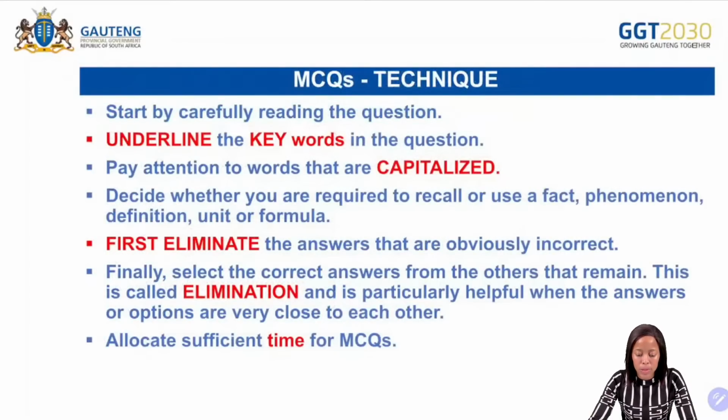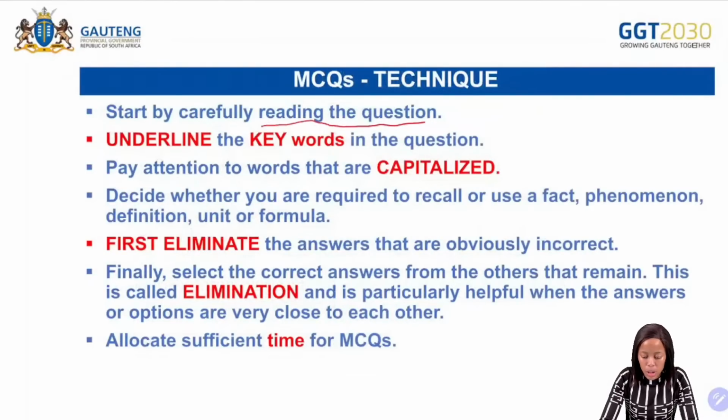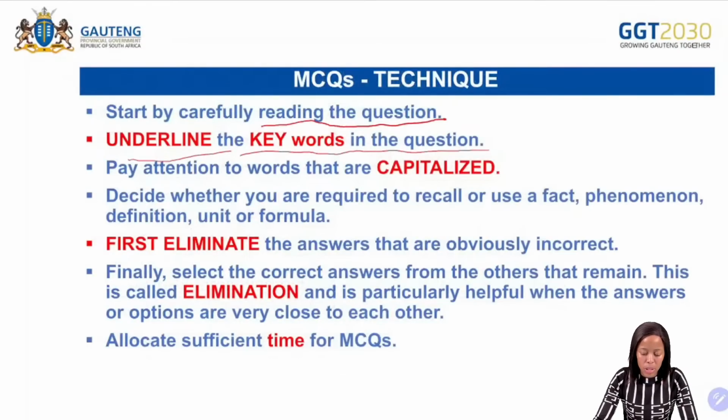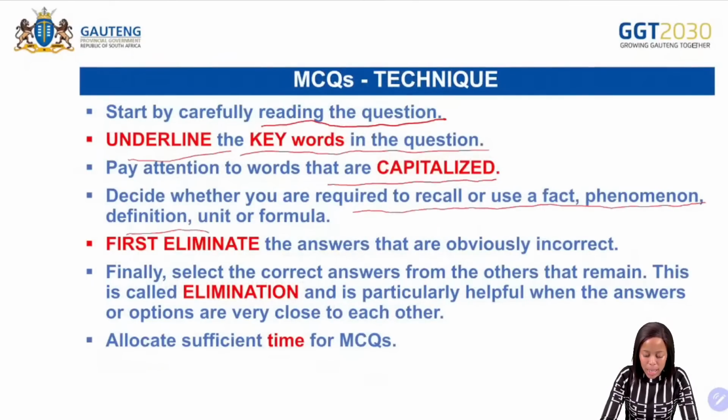Then next, in terms of the multiple choice questions, it says you start by carefully reading the question, okay? Then next, what is it that we need to do? You need to underline the keywords in the question. Then you need to pay attention to the words that are capitalized. Decide whether you are required to recall a phenomenon, definition, a unit, or a formula. Then it says first eliminate the answers that are obviously incorrect, and then finally select the correct answer from the others that remain.